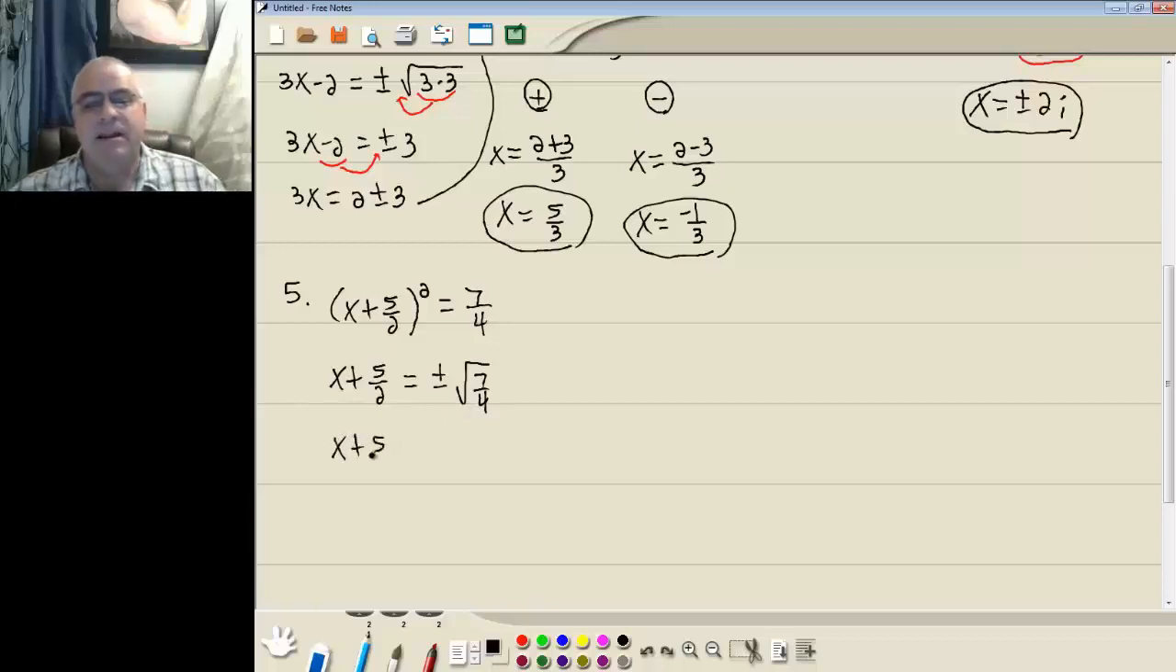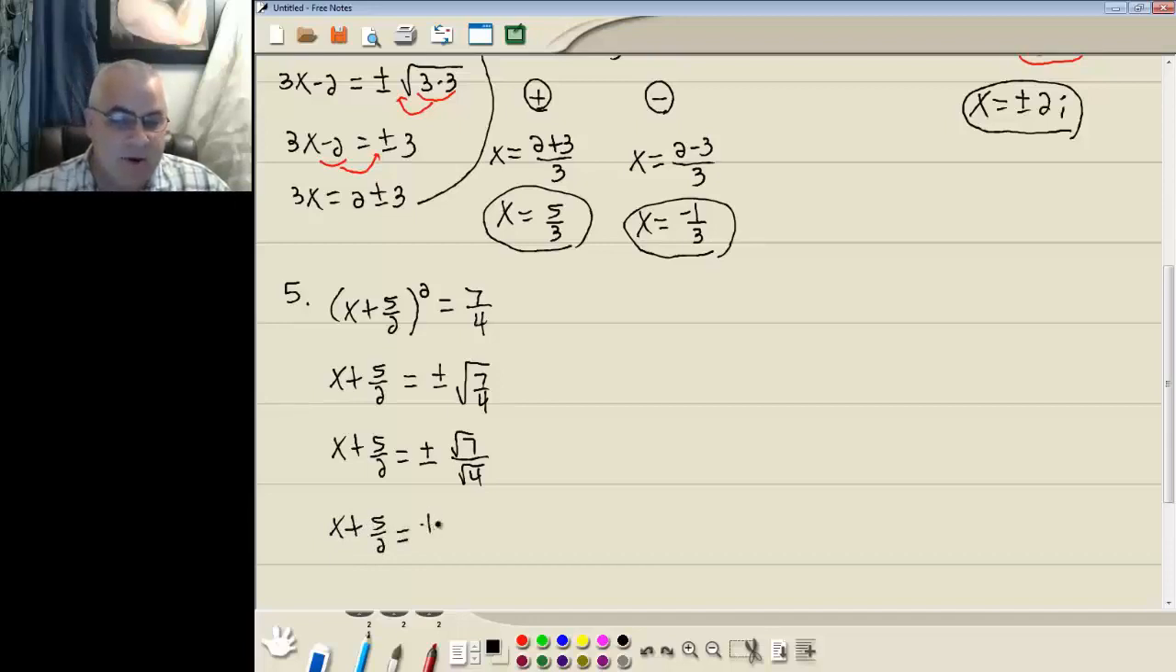Well, we got a problem here. Remember when we were working with radicals, we said you can't have a fraction inside of a radical. But we've got a property. It says that if you got a fraction inside of a radical, you can put a radical around the top, radical around the bottom. So we're going to have square root of 7 over square root of 4. Now that creates another issue. We also said you can't have a radical in the denominator. But in this case, it's going to work out nice.